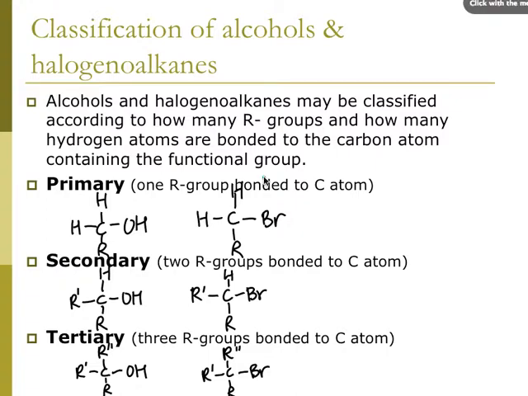Okay. In a primary alcohol or primary halogenoalkane, the carbon is bonded to one alkyl group or an R group and two hydrogens and then the functional group. And you can see the same structure with the halogen attached to that carbon. A secondary has two R groups, and same with the halogenoalkane. And then tertiary, there are three alkyl groups bonded to the carbon atom that is bonded to the functional group.